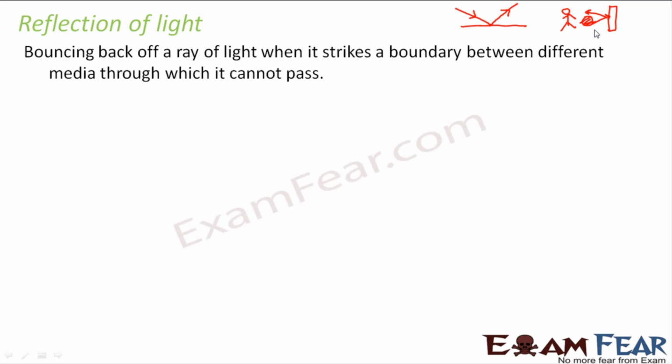So similarly here also, this boundary is nothing but a boundary between two different media. For example, here it is air, here it is water, or any different medium. So it should be such that the light ray cannot pass through that medium. So it should be an opaque medium. So then what will happen? It will bounce off, and this phenomenon of bouncing back of a ray of light is known as reflection of light.